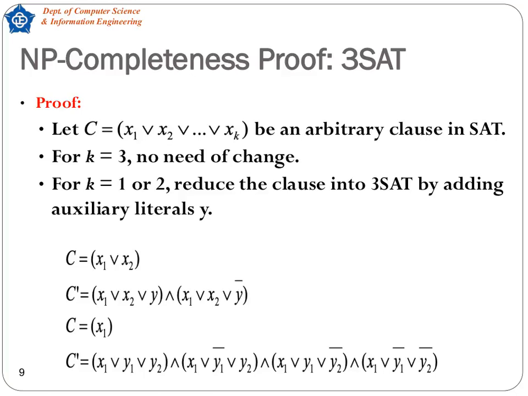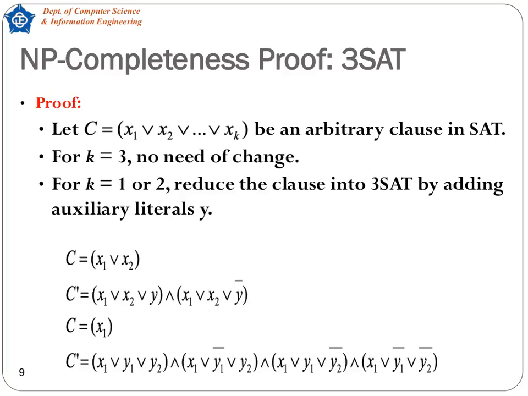No matter how y is assigned, at least one of these clauses has the same truth value as the original 2-literal clause. If k equals 1, say C equals x, we bring in 2 new helpers y1 and y2, then form 4 clauses: x or y1 or y2, and x or not y1 or y2, and x or y1 or not y2, and x or not y1 or not y2. This exhausts all combinations of y1 and y2, so the whole block is satisfiable exactly when x is true.